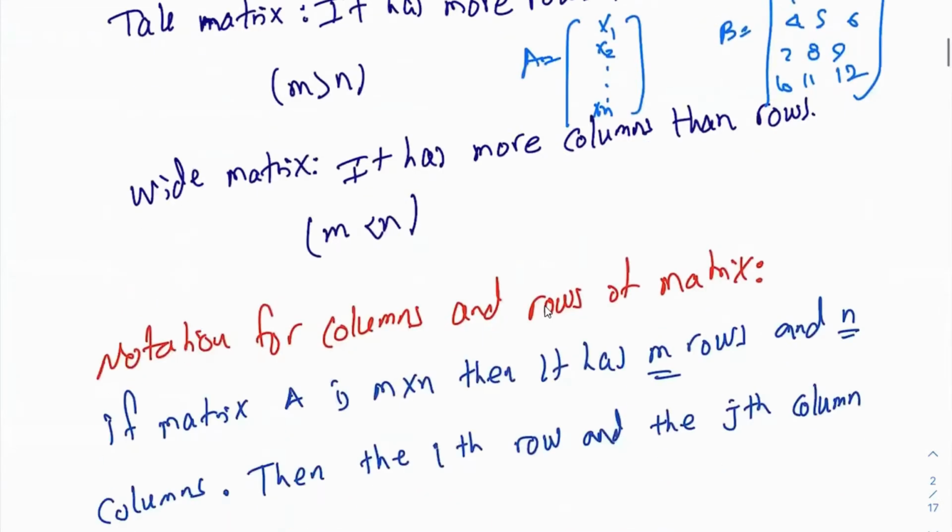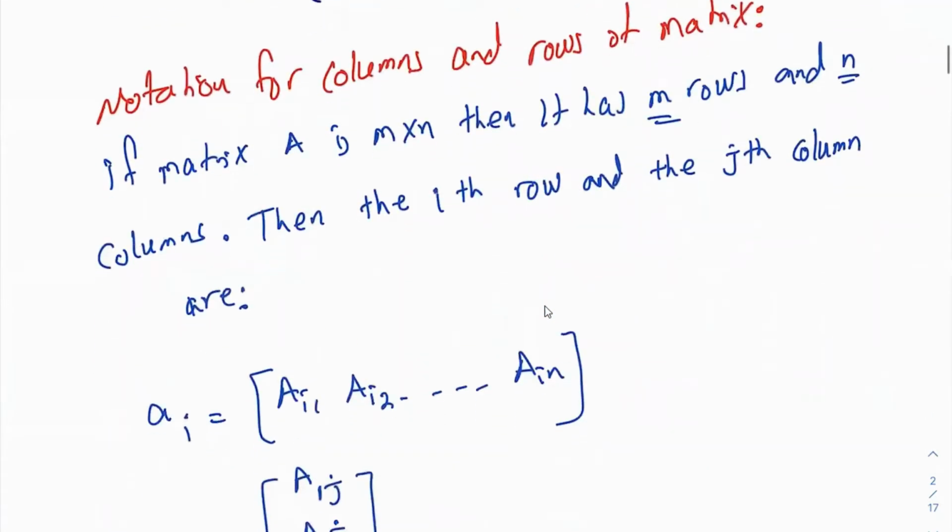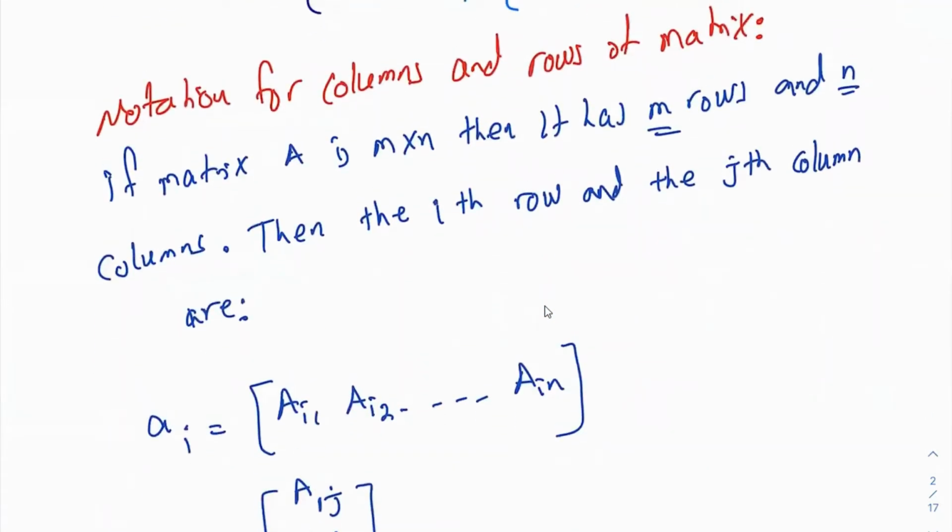Now we have a wide matrix. A wide matrix is a matrix in which the number of rows is smaller than the number of columns. So for example, an example of that is this: 1, 2, 3, 4, 5, 6, 7, 8, 9, 10. This is an example of a wide matrix. Okay. Now, another concept we have here is a notation for column and row of a matrix.